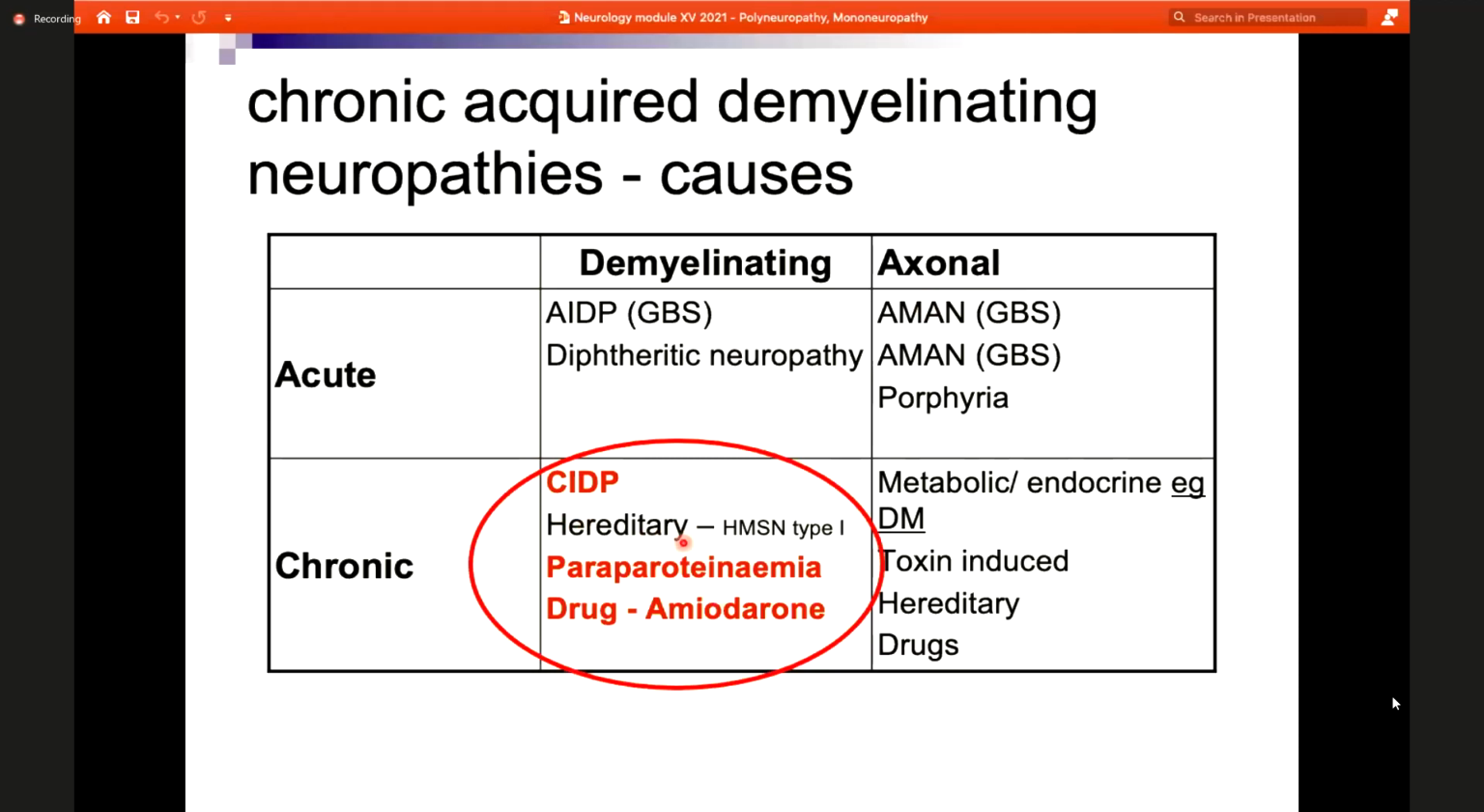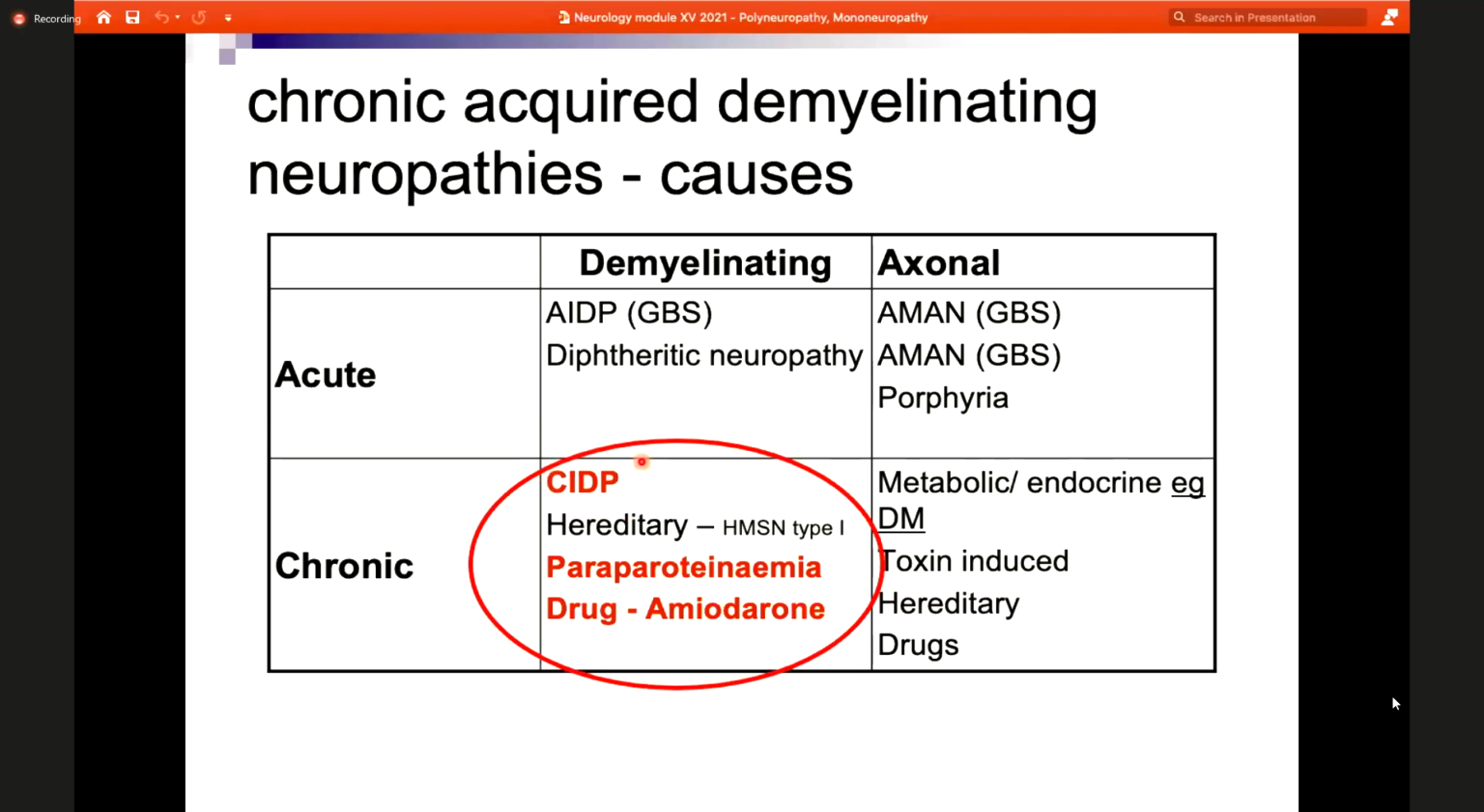So this is the difference between acquired demyelinating neuropathy and hereditary demyelinating neuropathies. In hereditary demyelinating neuropathies, the demyelination is widespread. In acquired demyelinating neuropathies, the demyelination is happening only in segments. Therefore, we call them focal segmental demyelinating neuropathies.